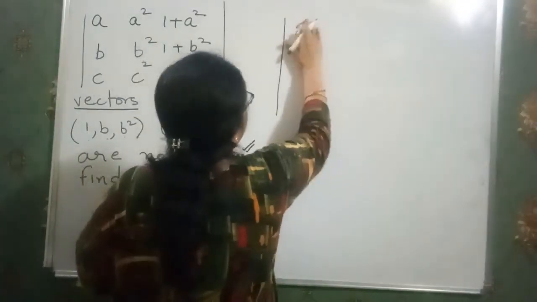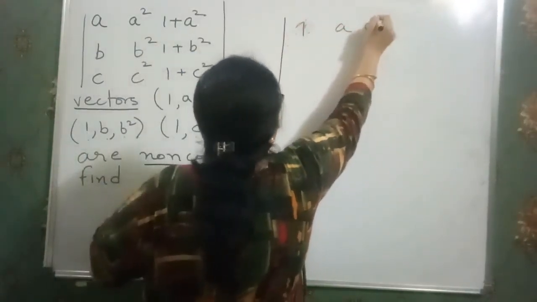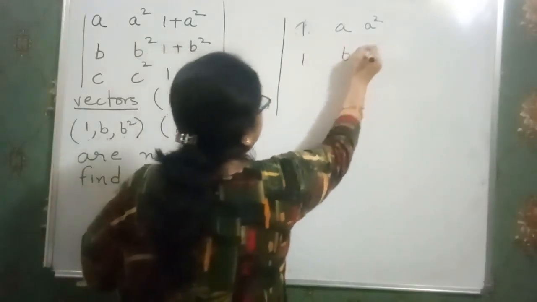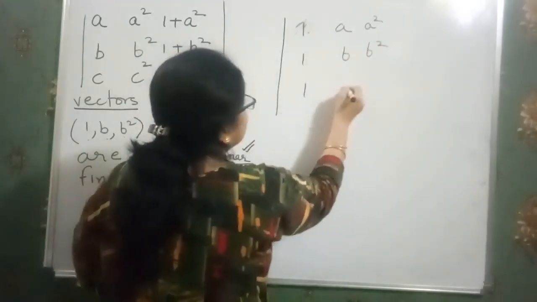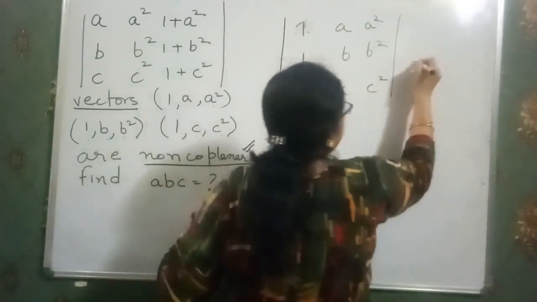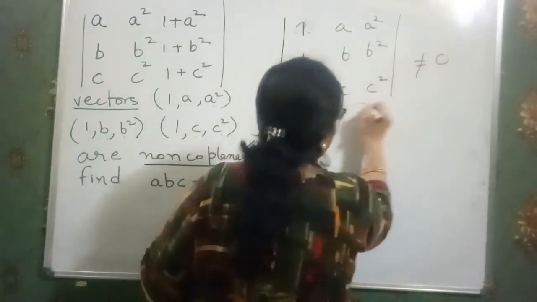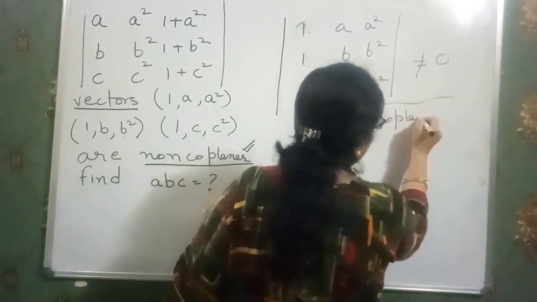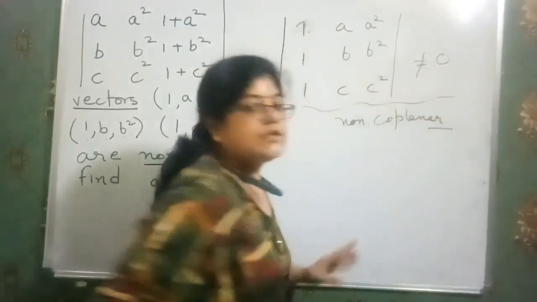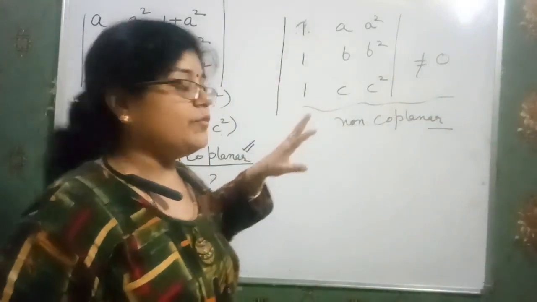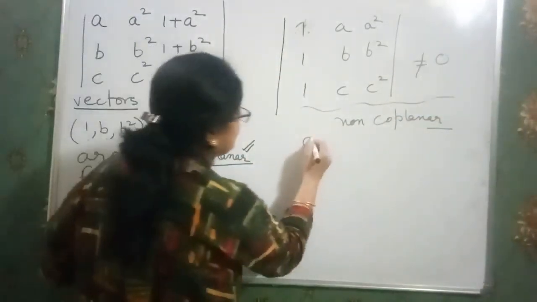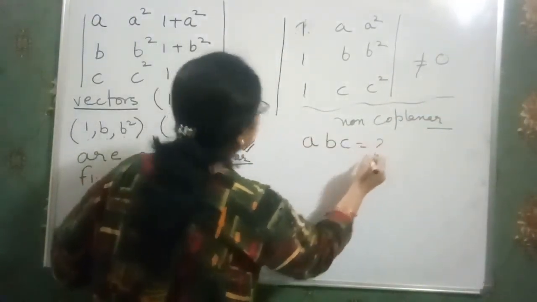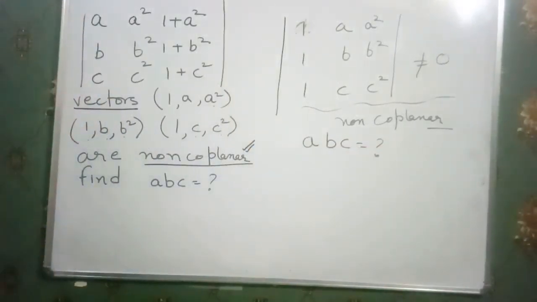the determinant with rows 1, a, a square; 1, b, b square; 1, c, c square is not equal to 0. This is the meaning of non-coplanar. Okay? Just note it down. This is the meaning of non-coplanar. And we have to find the value of a, b, c from this determinant. Now, I think you can easily solve it.